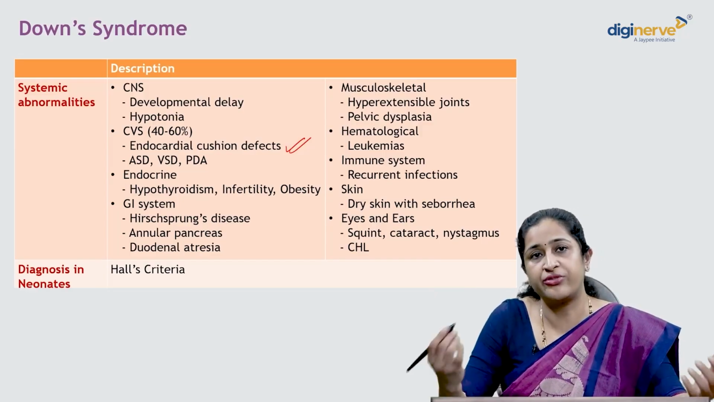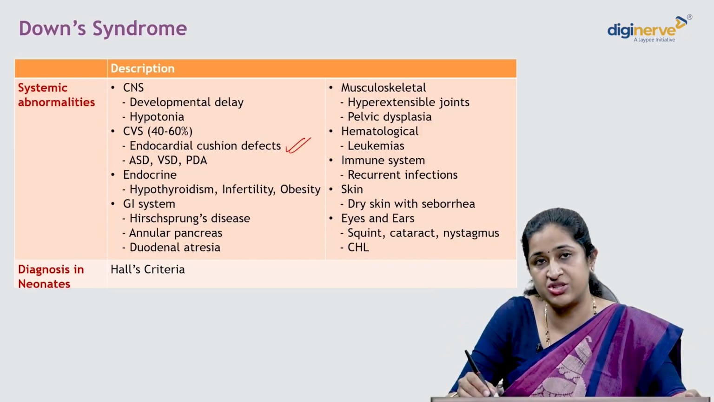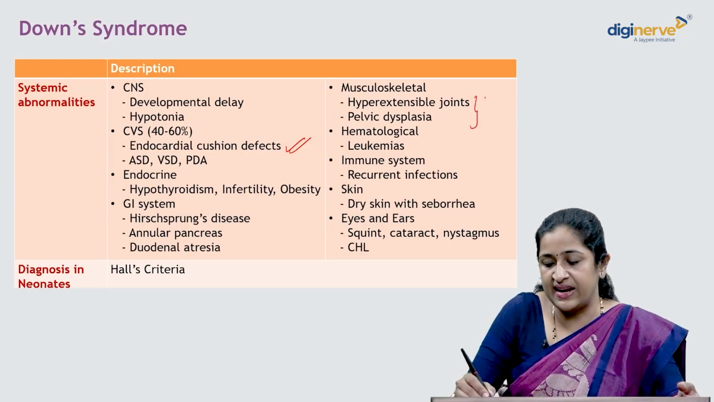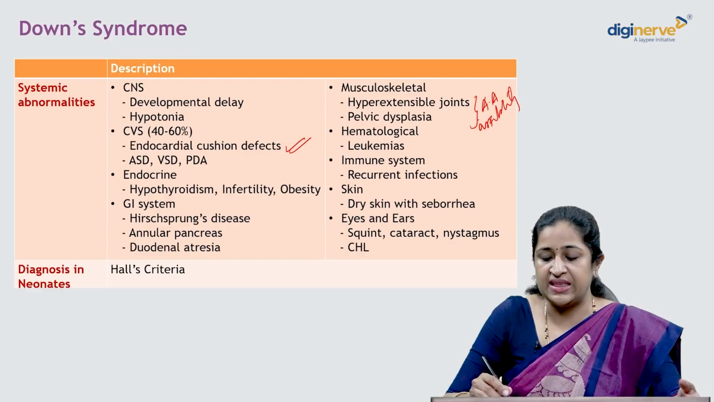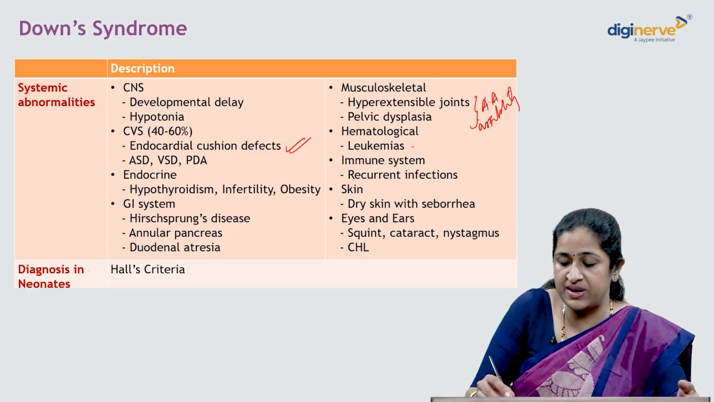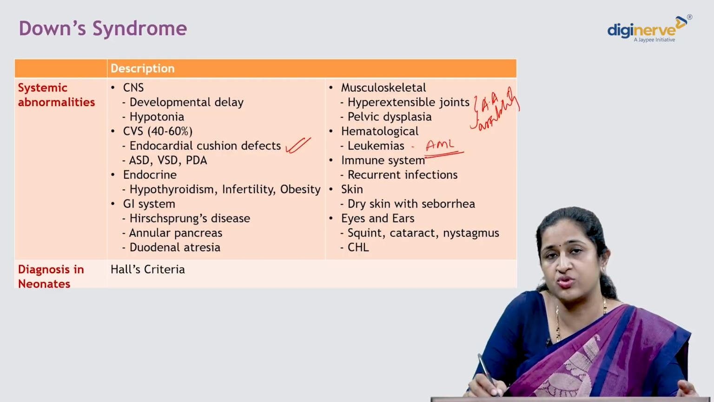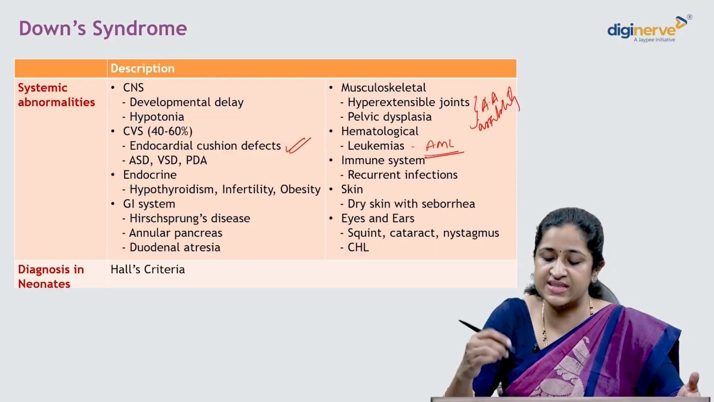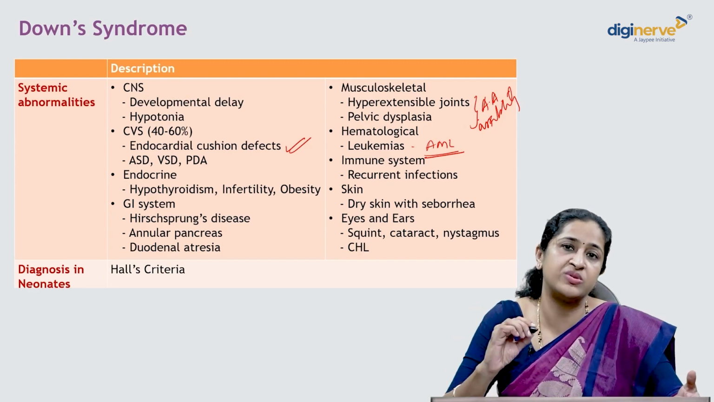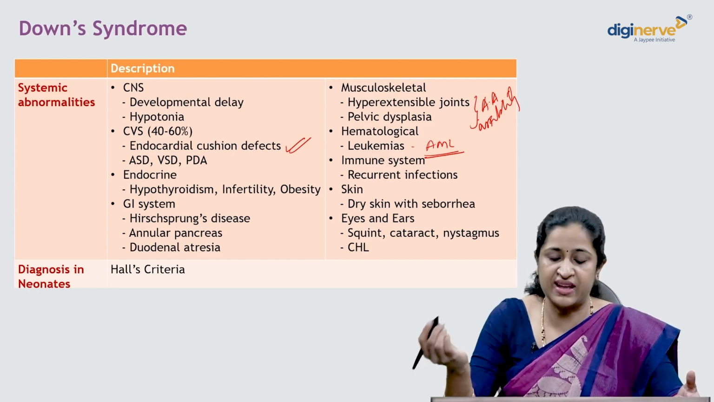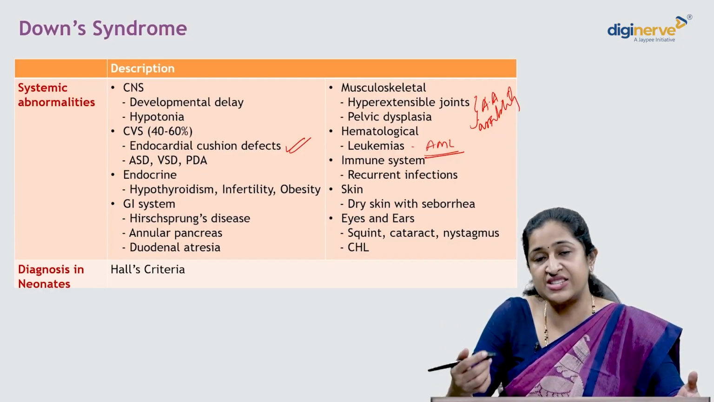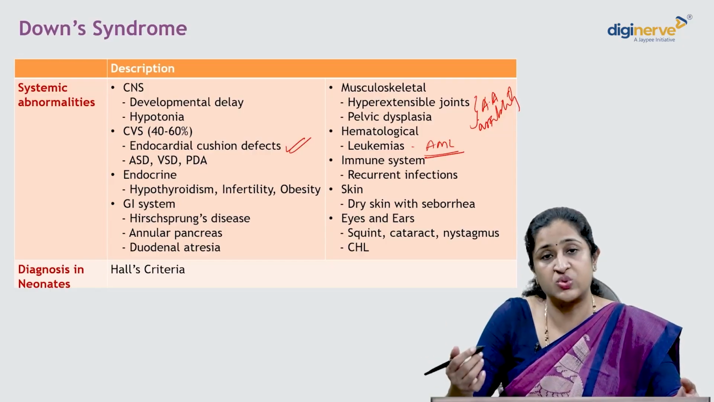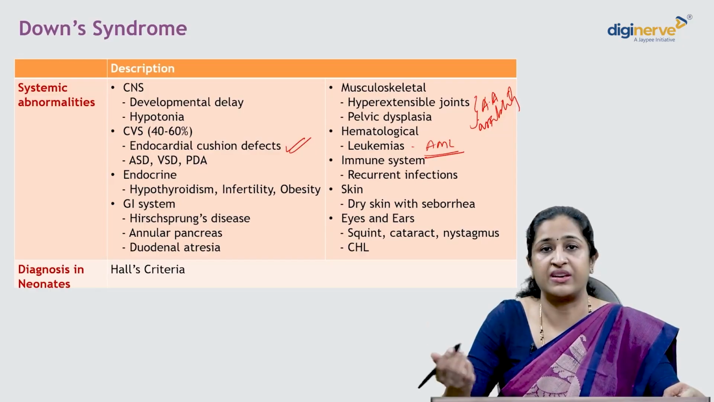Musculoskeletal system shows a lot of tone abnormalities. So you have hyperextensible joints, pelvic dysplasia and atlantoaxial instability, which is what the hyperextensible joints also result in. Then hematologically, you can have acute leukemias, of which acute myeloid leukemia is most common. But the good thing here is that the prognosis of acute myeloid leukemia in Down syndrome is much better than the AML in other children. The immune system is also depressed and you have recurrent infections. Skin is dry, has seborrhea. Eyes and ears show squint, cataract, nystagmus, congenital hearing loss.